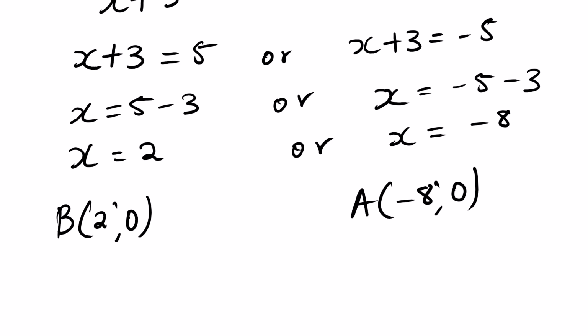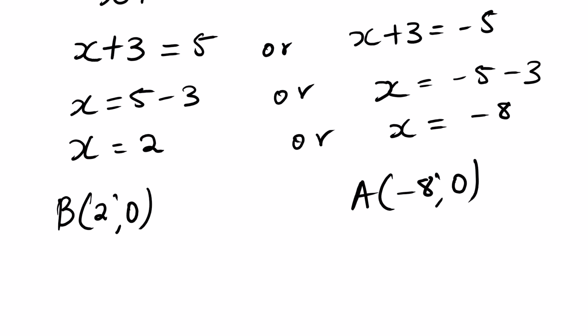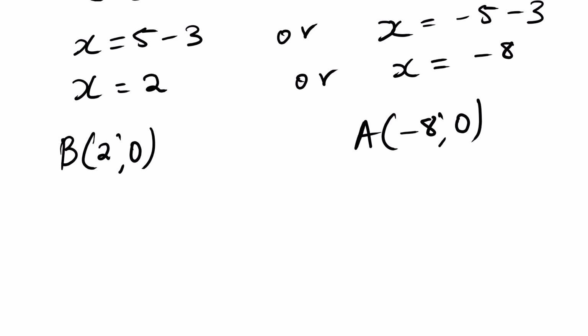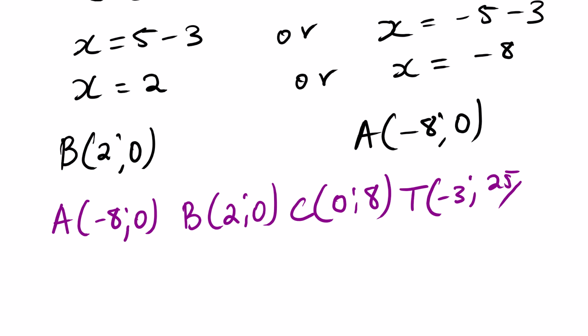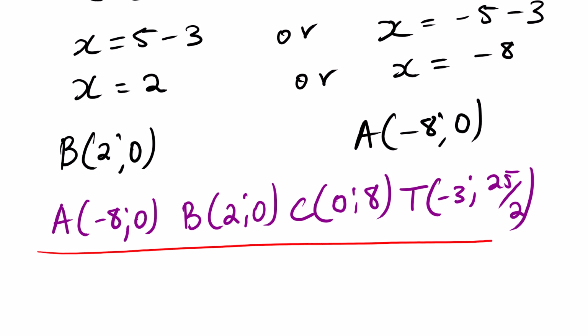So you will check which method you prefer. And then we can conclude by writing all the points. So we have A, let me actually use a different color. We have A, which is -8 maps 0. We have B, which is 2 maps 0. We have C, which is 0 maps 8. And then we have T, which is -3 maps 25/2. We are done with 3.2.